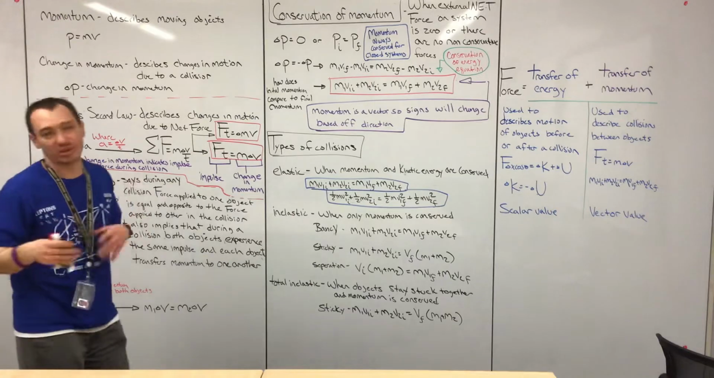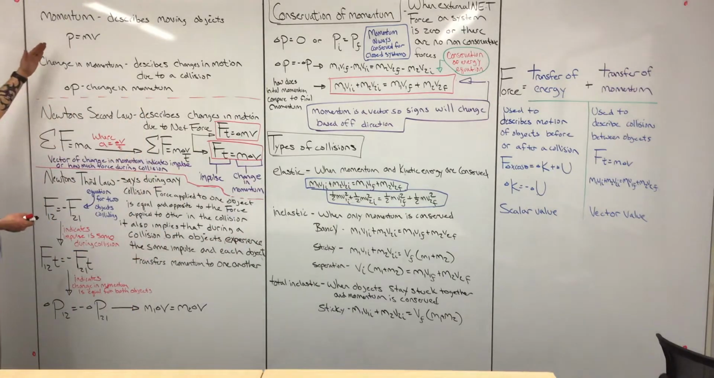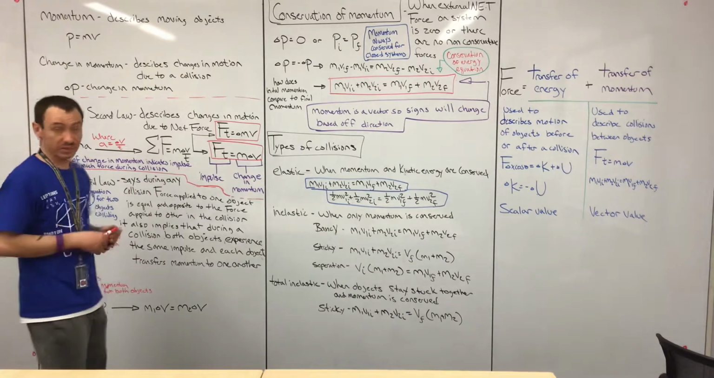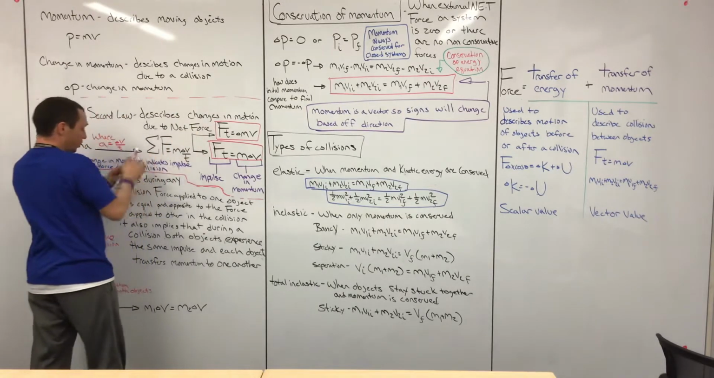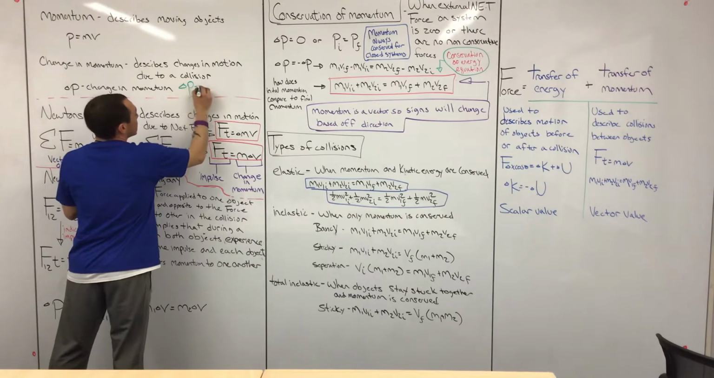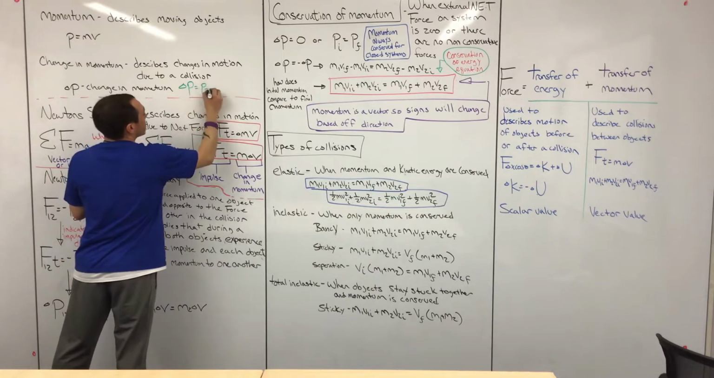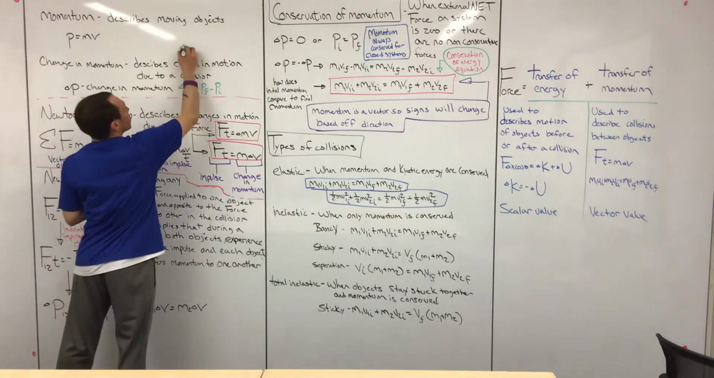Why is that important to know? Because that's pretty straightforward. The idea we need to understand here is the difference between momentum and the change in momentum. If we were to write the simple equation for it, the change in momentum is the final momentum minus the initial momentum.